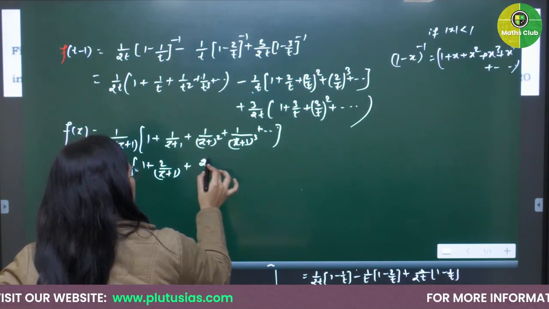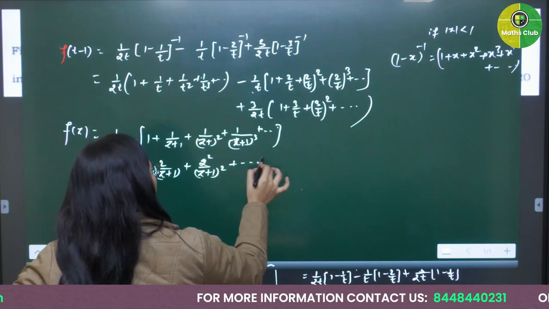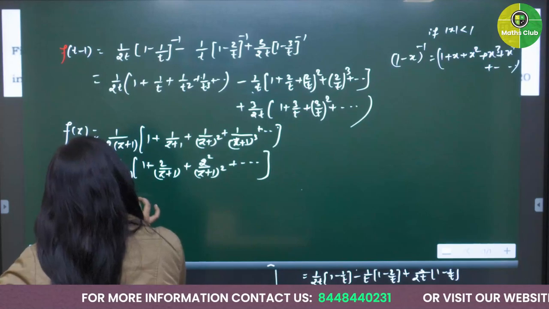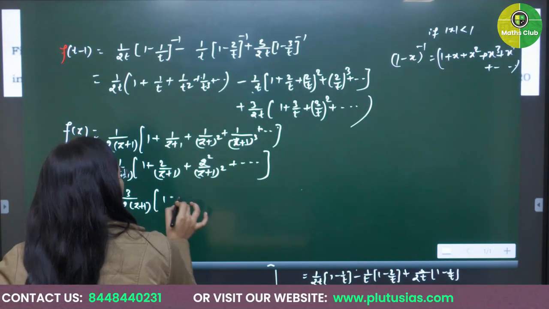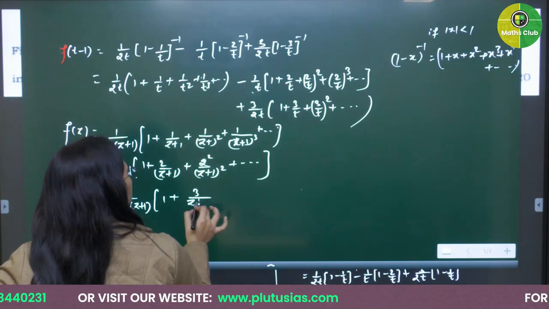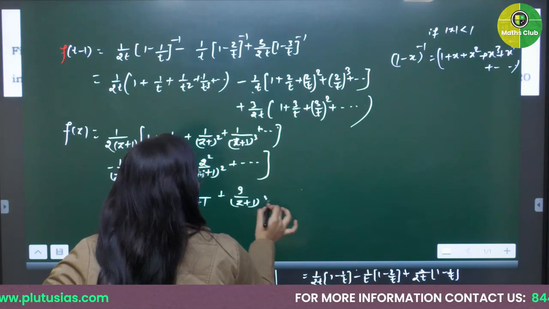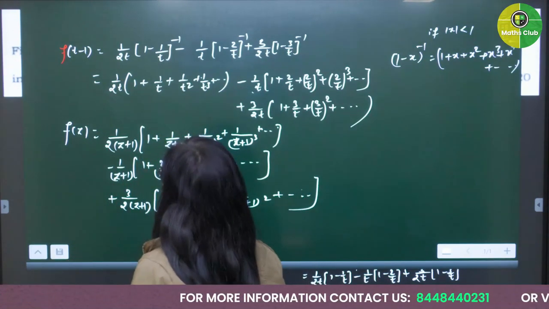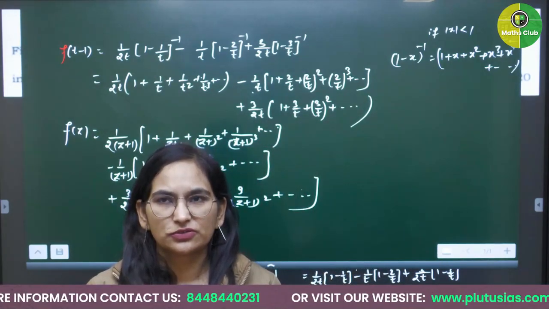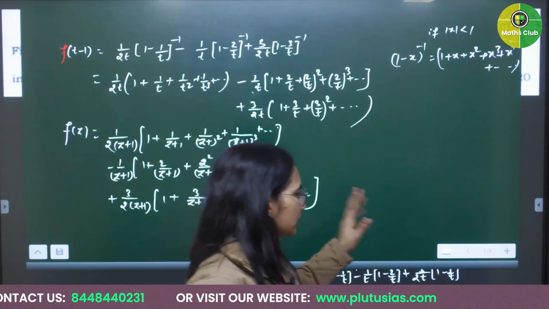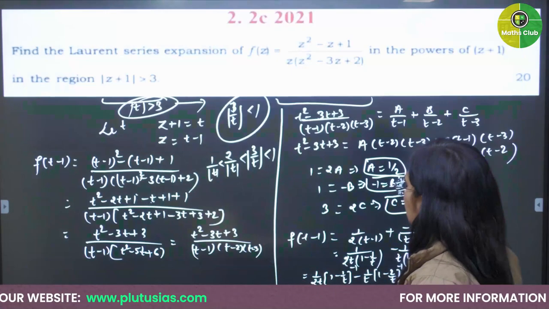2 square, z plus 1 square, and so on, and then write the third term, 3 by 2, z plus 1, 1 plus 3, z plus 1, 9 z plus 1 square, and so on. So that is how you need to expand, and now this is completely in the powers of z plus 1. So this is how you need to expand in some other form if they ask. Do it in this form.